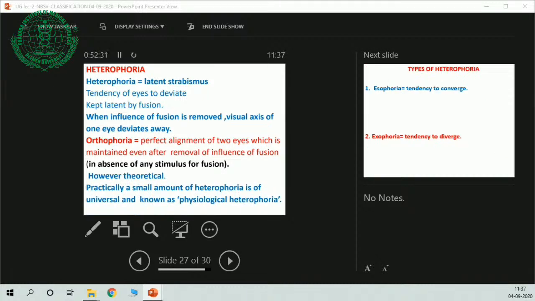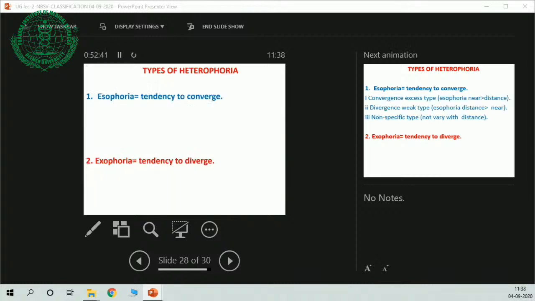Actually, it is a fantasy, it is a physiological heterophoria, because practically a small amount of heterophoria is universal, and it is known as physiological heterophoria. Okay, every person will have it, only the question is how much capacity of fusional reserve the person is having, and if it is good, then there won't be any manifest squint. So staying healthy is very important, and not just yourself, but the ocular muscles.